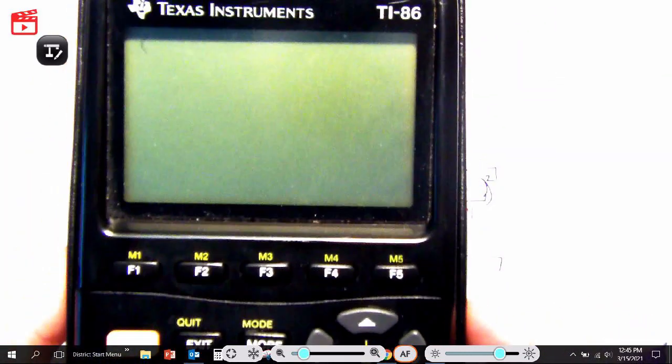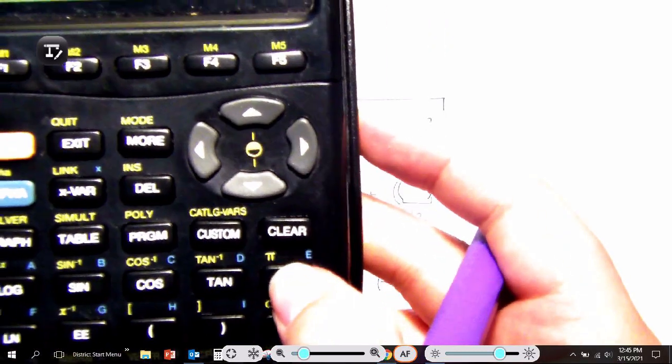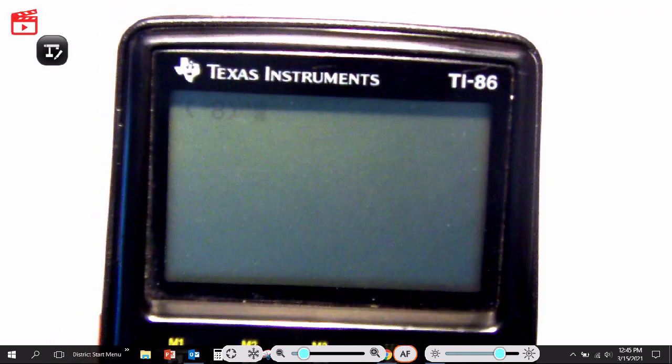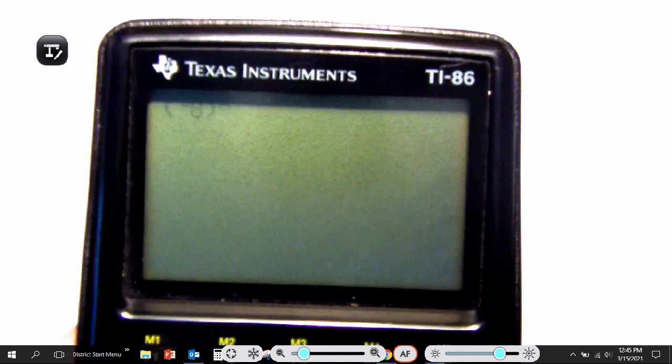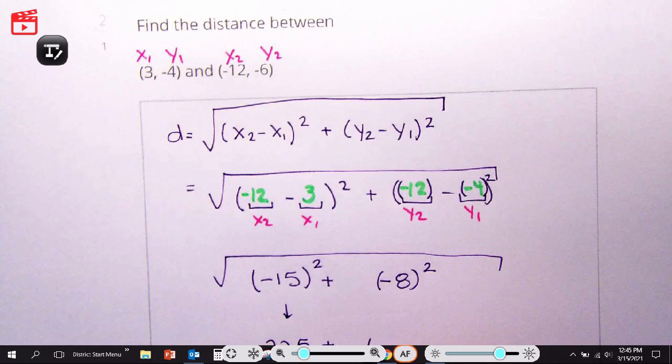However, if you don't have that button, you can use a caret. I'm going to put negative 8 in parentheses, and this button right here is the caret. If I press that, the next number you type in will be your exponent. So my exponent is 2. Press enter, and that gives me a positive 64.